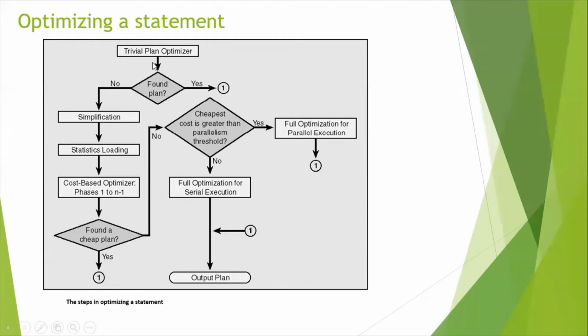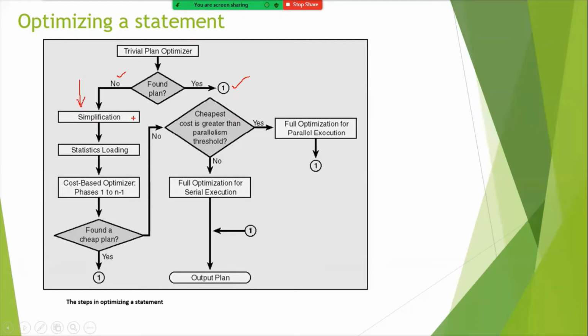So we have the trivial plan optimizer. Let's say, for example, this is a trivial plan. If we find a trivial plan, then we just compile that and execute the query. So if it is a trivial plan, we execute this query without considering much. If it is not a trivial plan, then it will go for simplification.